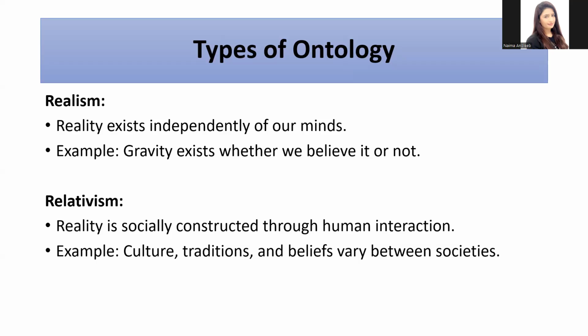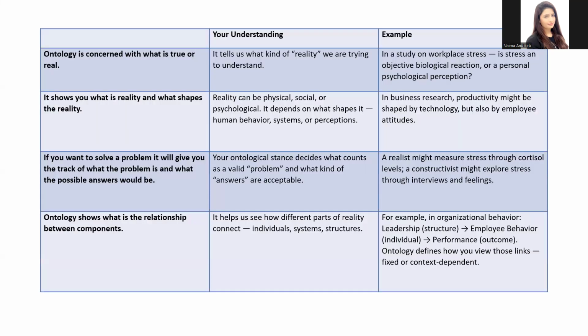After that, the relativism. Reality is socially constructed through human interactions. Let's suppose culture, traditions, and beliefs vary between societies. So that means that reality is constructed through human interactions. After that, there are a few examples I have created for you in a table form.